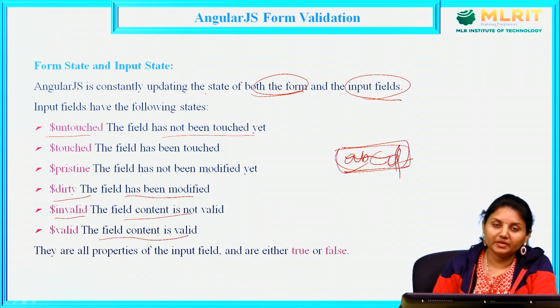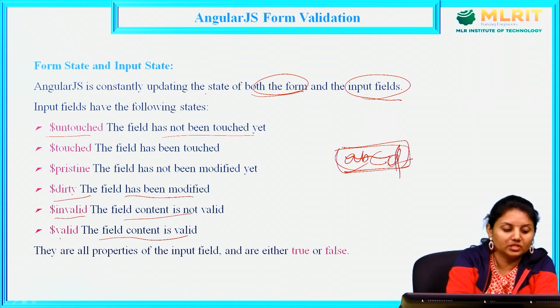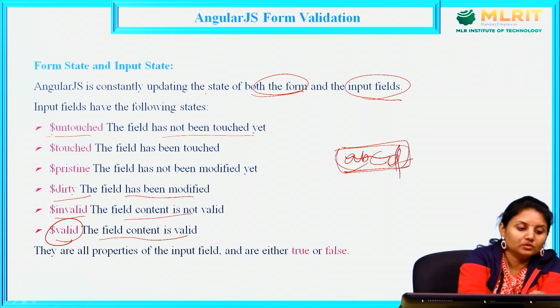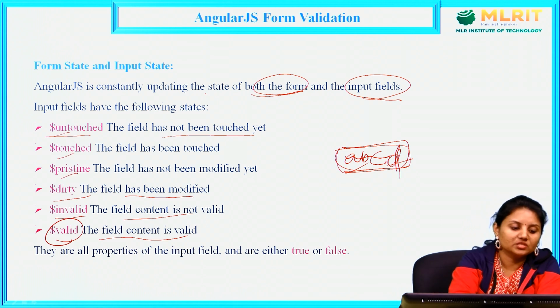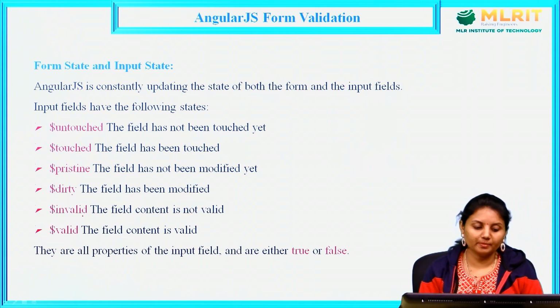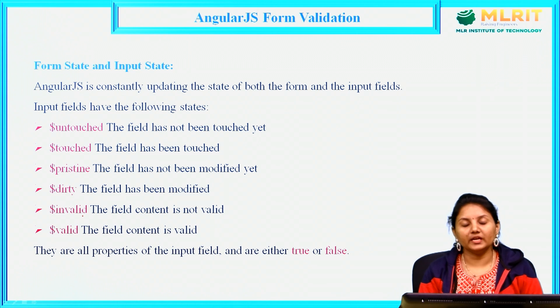If you see in the previous sessions, we have seen whether the given input is valid or not by using $valid. Along with this, I told you there are a number of other input fields also. So those are untouched, touched, pristine, and dirty, invalid. They are all the properties of input field only. So they will give you the output whether they are true or false.